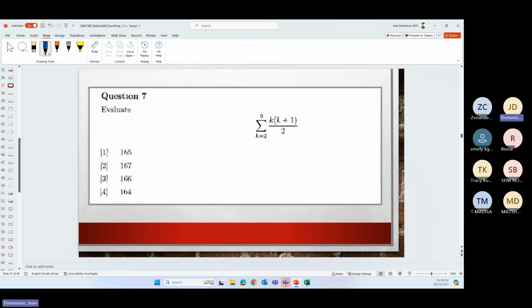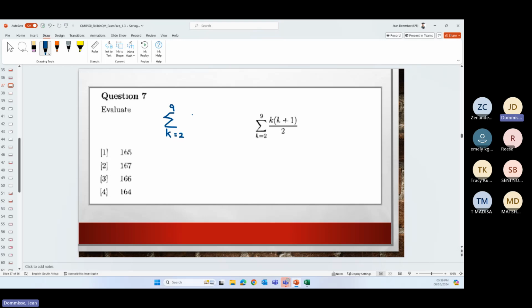So what, again, I'm going to just rewrite this, because in one of your chapters there was work on notations, and then part of it was summations.